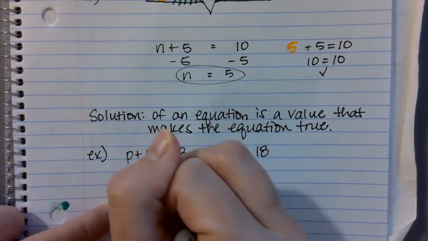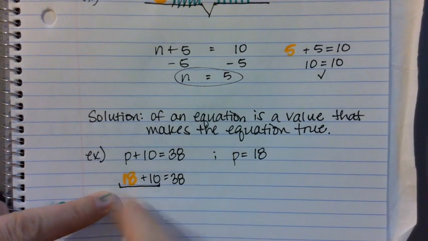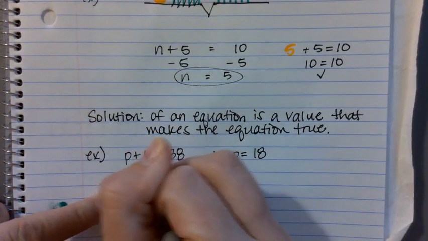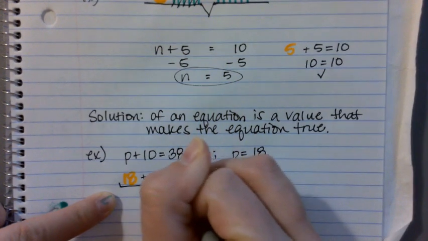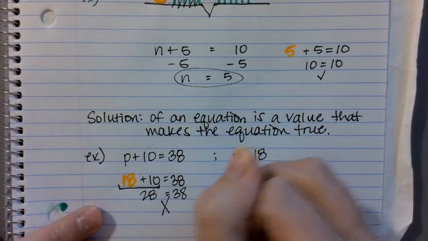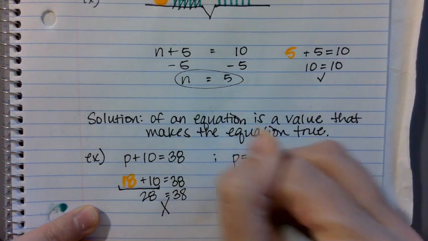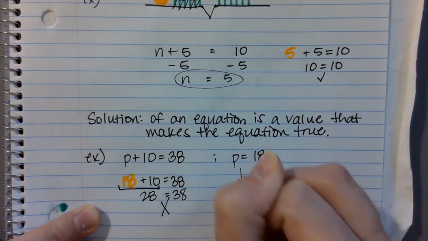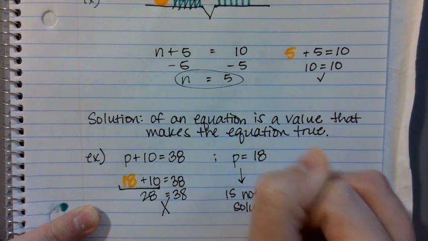And 18 plus 10, solving the order of operations, there's only one operation. So 18 plus 10 is 28. 28 does not equal 38. So that is not a solution. Okay.